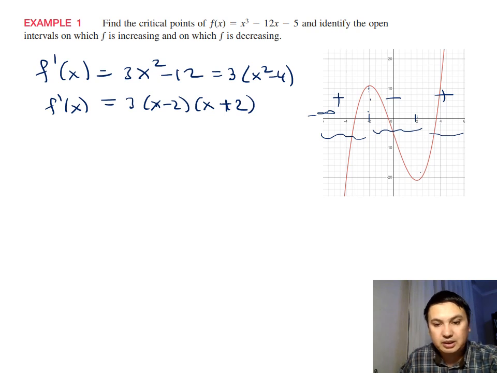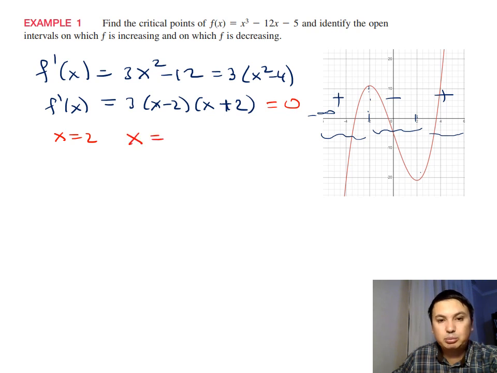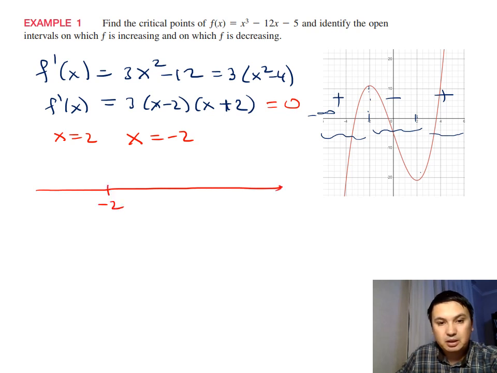So if you set this equal to 0, I'm sort of finding the critical points of my function f. Then we see that x equal to 2 is an important point, and x equal to minus 2 is another important point. So now what I do is I will go ahead and sketch the real line and plot my two values. Here's minus 2 and here is plus 2. Right, now what do I do?